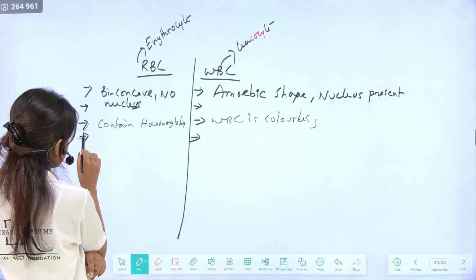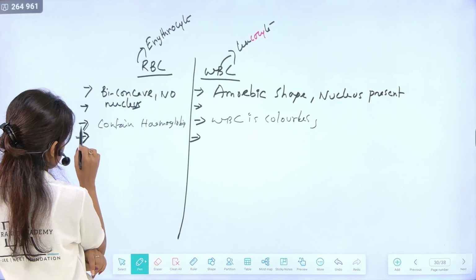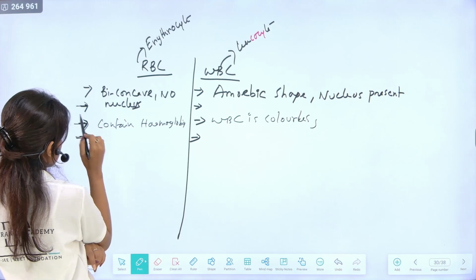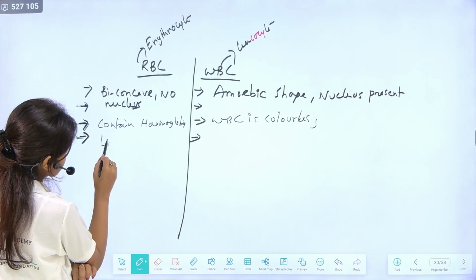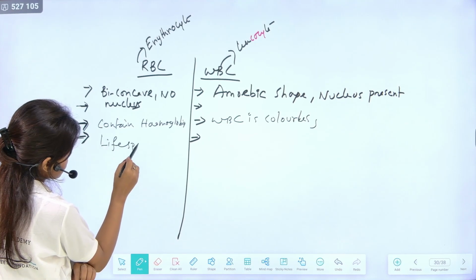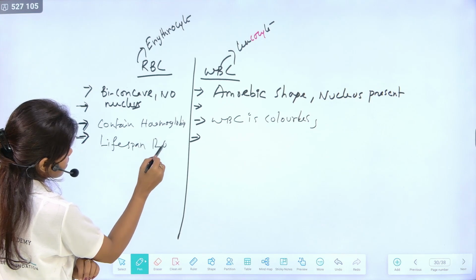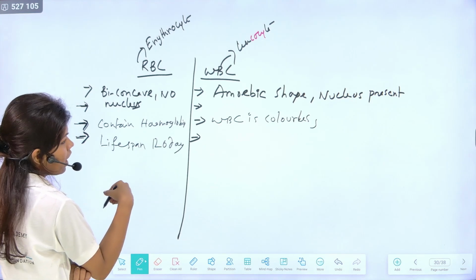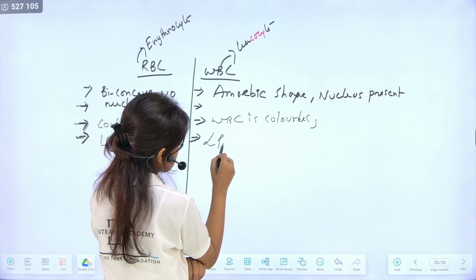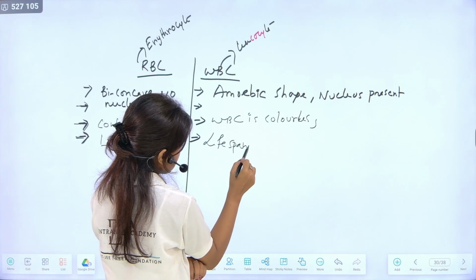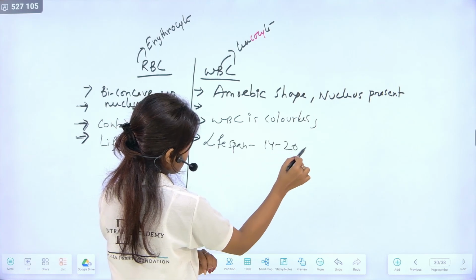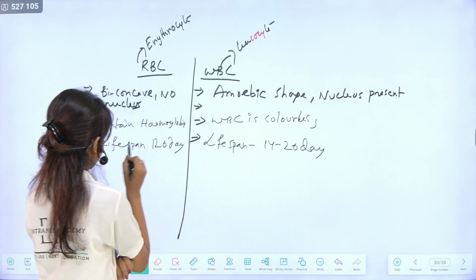Next, the lifespan of RBC is 120 days, and the lifespan of WBC is 14 to 20 days on an average.